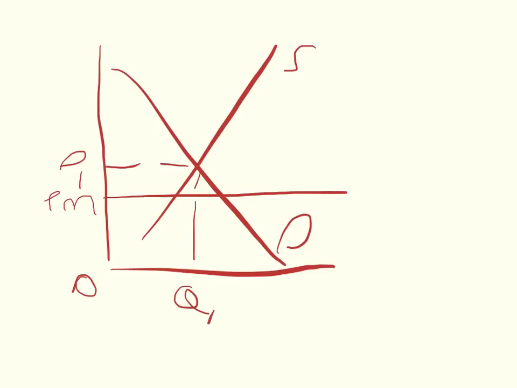A maximum price, for it to be effective, needs to be below the equilibrium. If it's above the equilibrium, it won't be effective because nobody will pay that higher price, they'll pay the lower price, which is found through the equilibrium.